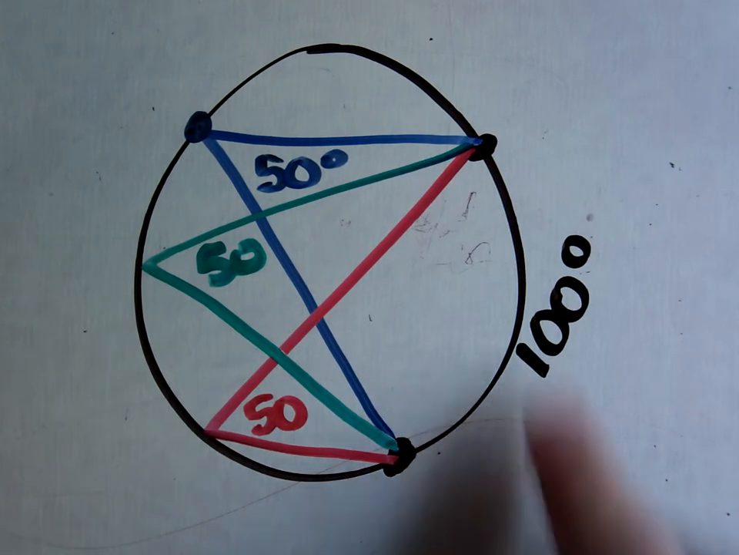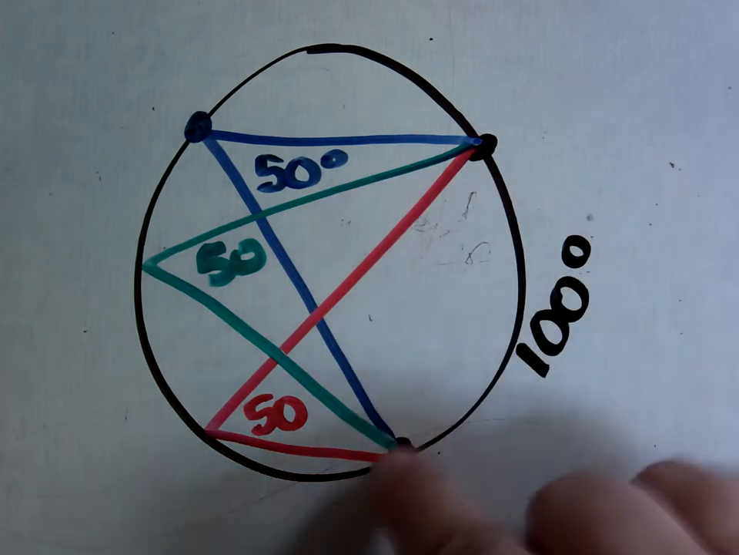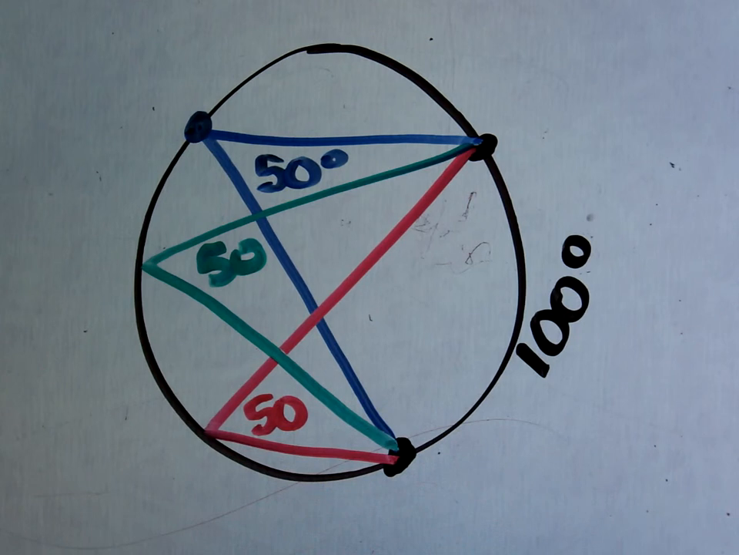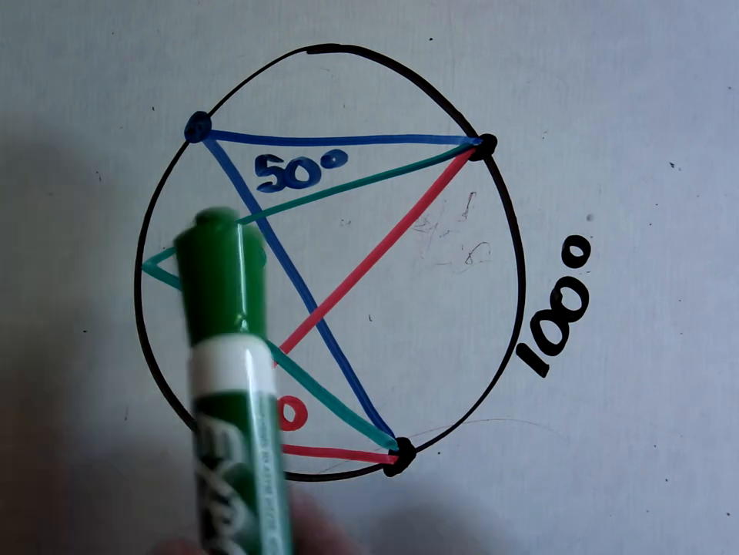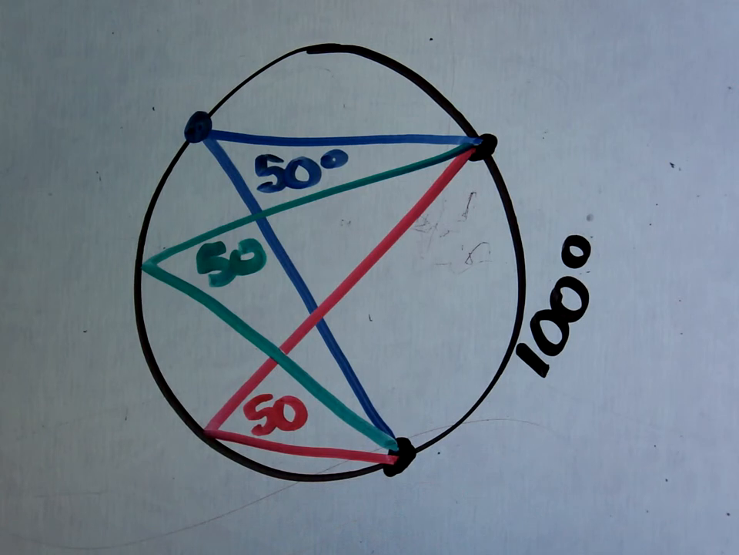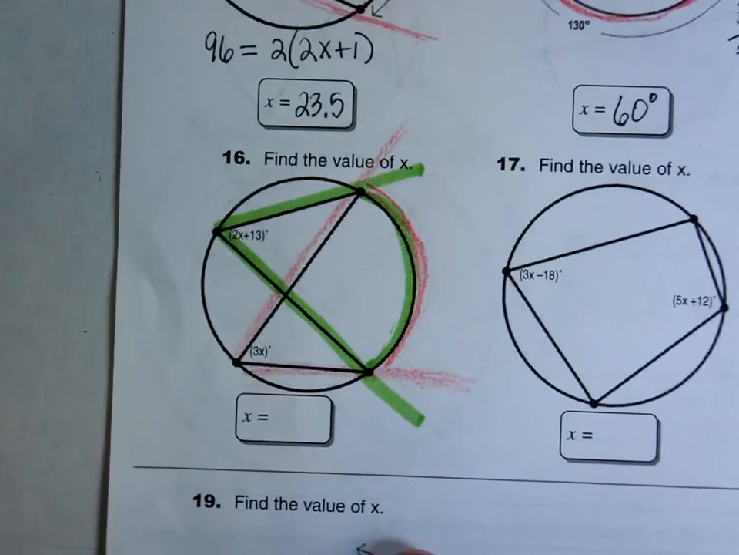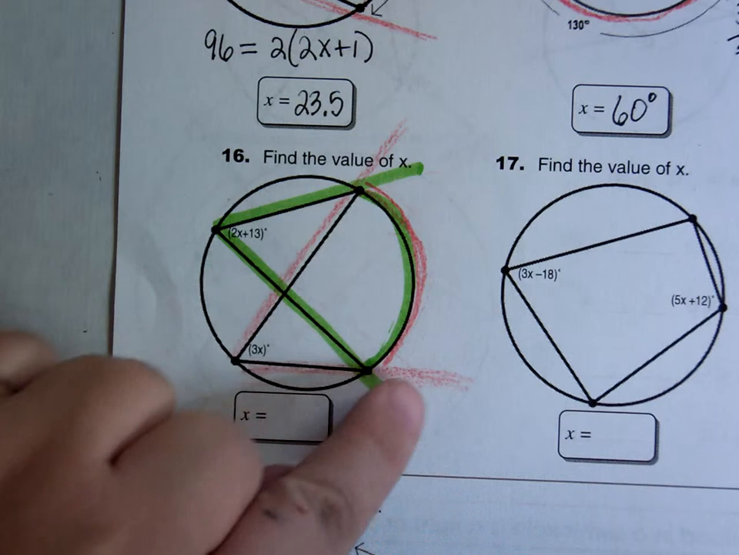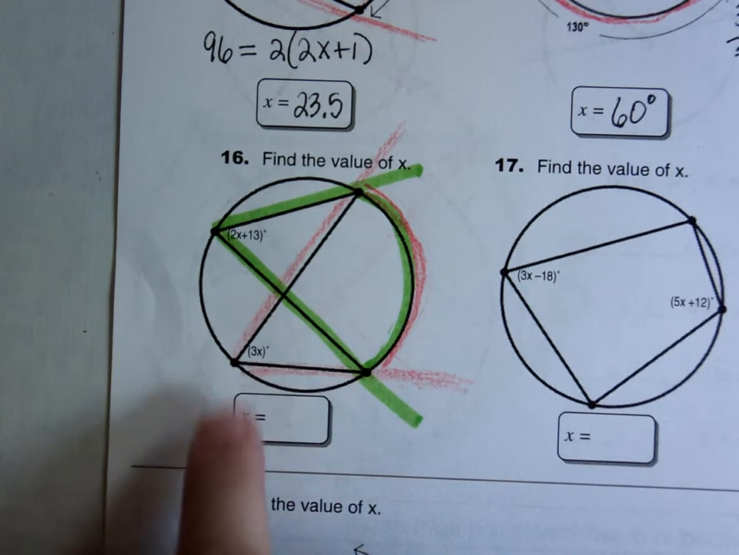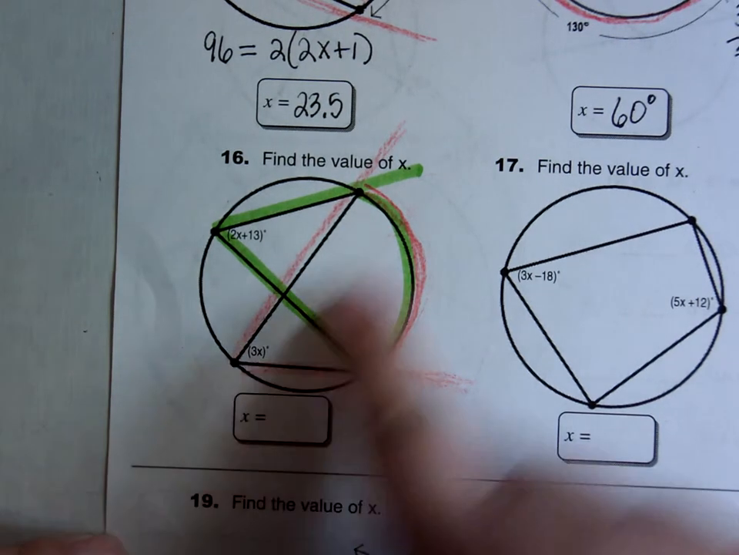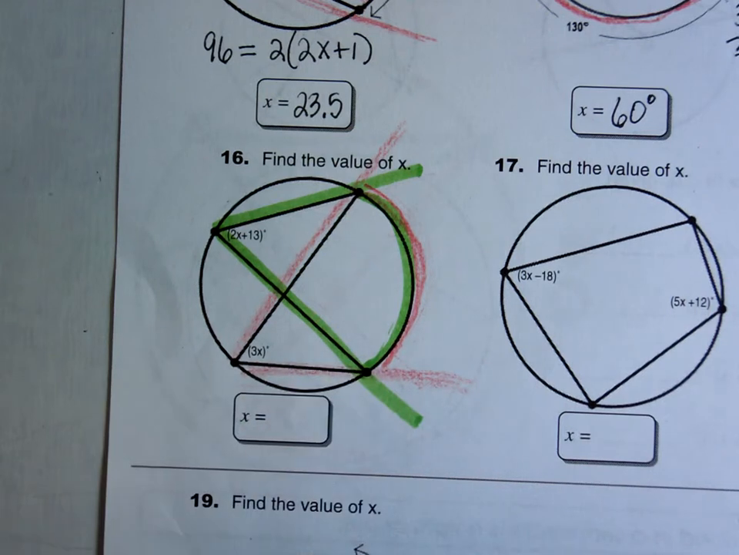So, anything where the ends of the angle come through that arc means it intercepts that arc, so it's going to be half of that arc, so they would all be the same as each other. So that's what we have going on in 16. The green angle intercepts this arc, and the sort of reddish angle intercepts the same arc. So they're the same. So I have 2x plus 13 equals 3x.